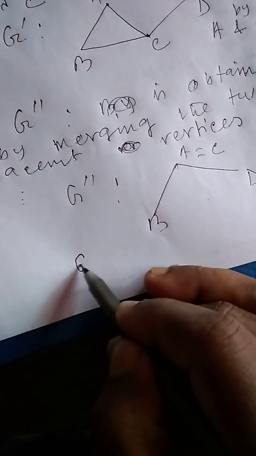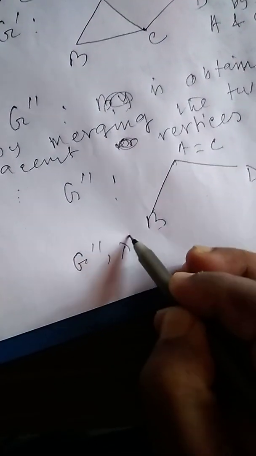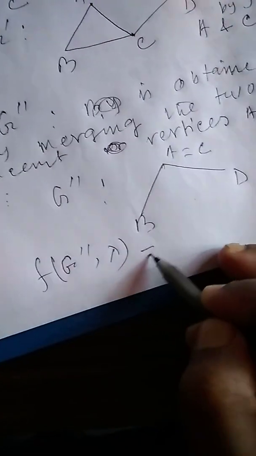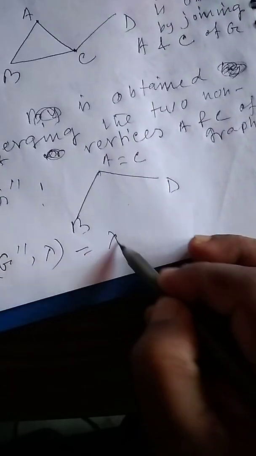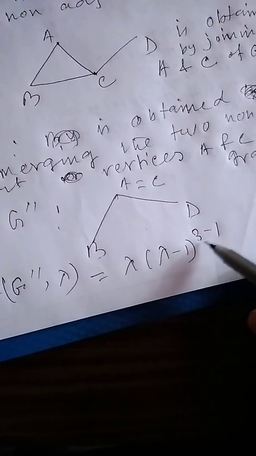Similarly, you see, this is G double dash, and this is also a tree having 3 vertices. Therefore, the chromatic polynomial of G double dash lambda is equal to lambda into lambda minus 1 to the power 3 minus 1. Why 3 minus 1? Because there are 3 vertices. This is also a tree. So lambda, n minus 1, so 3 minus 1.